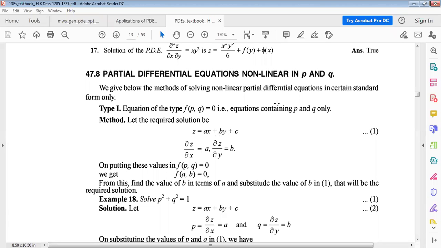Now the partial differential equation nonlinear in p and q. In the previous part we studied linear equations. Now the nonlinear form. We give the method for solving a nonlinear partial differential equation in certain standard forms only. Type 1: equation of the type f of pq equals 0. If the equation is of this form, then z equals ax plus by plus c. Then the partial differentiation of z with respect to x will be a, and of z with respect to y will be b. So the solution can be written as f of a, b equals 0.